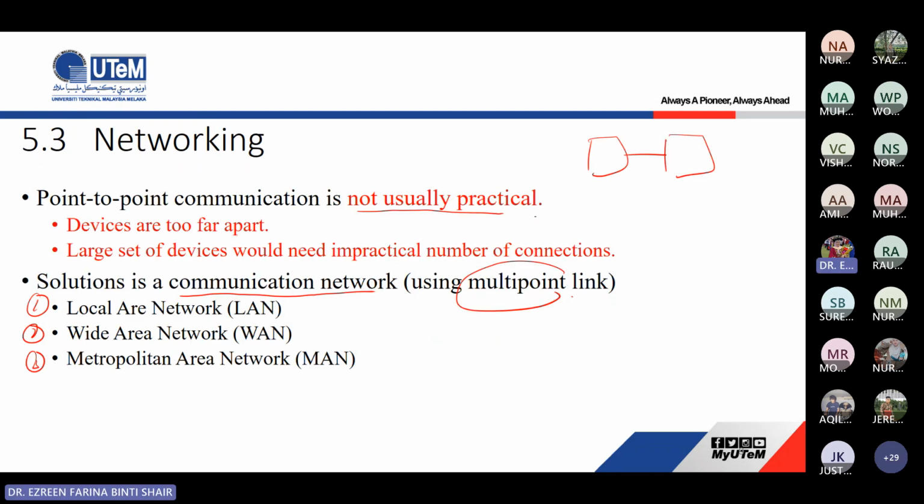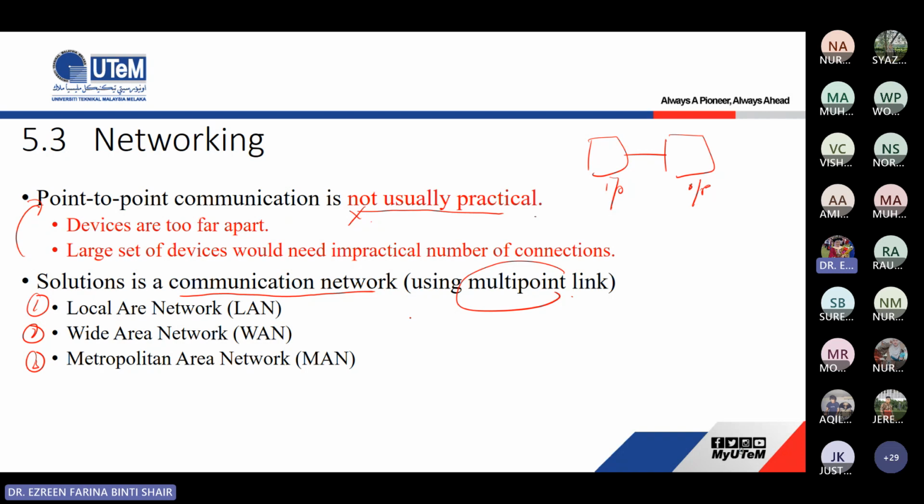So this is the point-to-point connection, where you have one input, one output. This point-to-point connection is not practical, especially when these two devices are too far apart, and also when you have a large set of devices. So that's why usually we use the multi-point connection. In order to overcome the point-to-point connection, we use the multi-point connection.